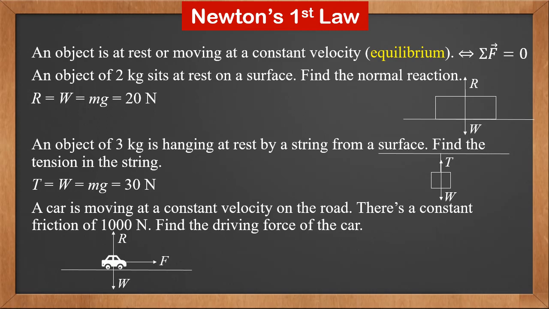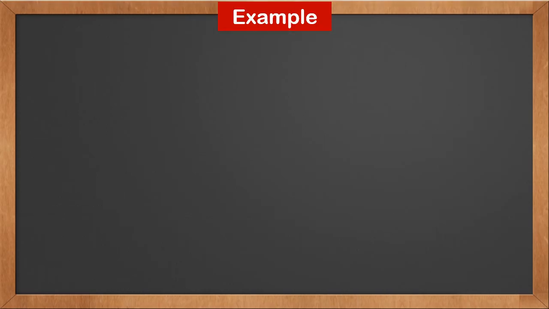Horizontally, there's driving force F, pointing right. And there's friction, pointing left. Since the car is in equilibrium, the sum of the forces in both directions should be zero also. Therefore, the driving force F is equal to the constant friction, which is 1000 Newton.